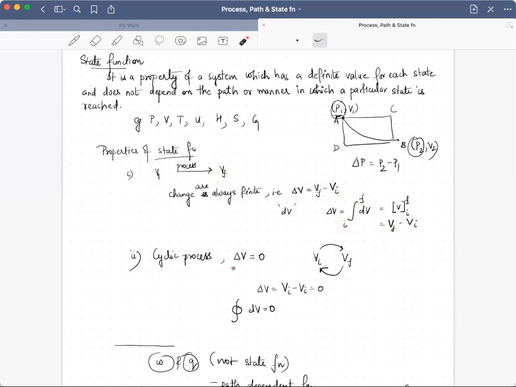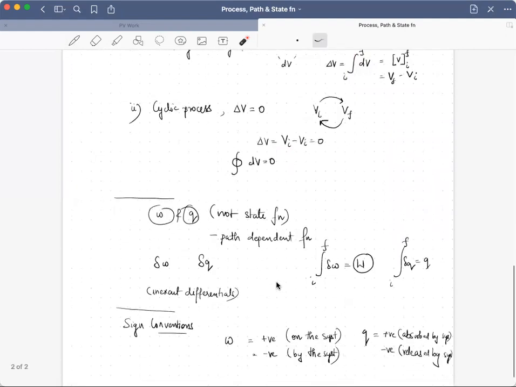Now, I also told you for a cyclic process, the delta V is 0, because in a cyclic process, the system undergoes change and reverts back to its original state. So here the final Vf is nothing but Vi only. So Vi minus Vi equals 0. In integration, we represent the cyclic process as the integration symbol with a circle. So for any cyclic process, when you integrate a state function over it, it will always amount to a zero value.